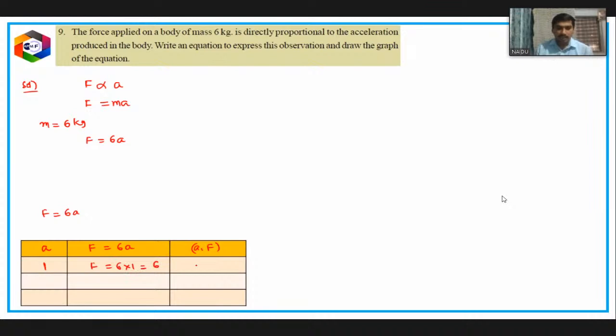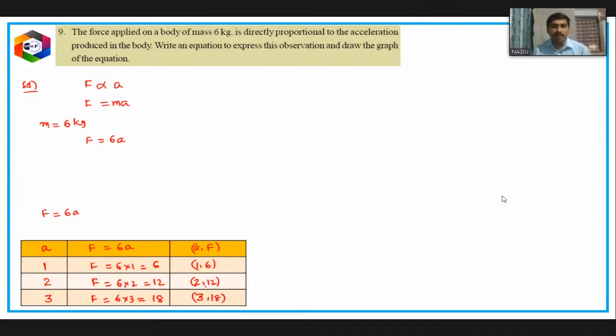So the point will be 1 comma 6, and let us try to take A as 2. Now F will be equal to 6 into 2, which will be equal to 12. So the point is 2 comma 12. And I'm going to take A value as 3. Then F must be equal to 6 into 3, which will be equal to 18. So the point will be 3 comma 18. Now we know the points.